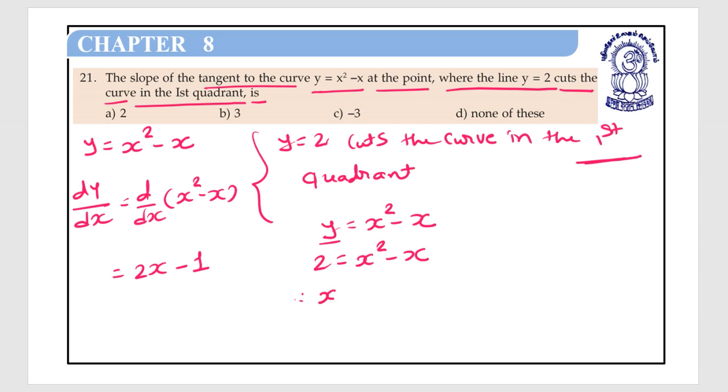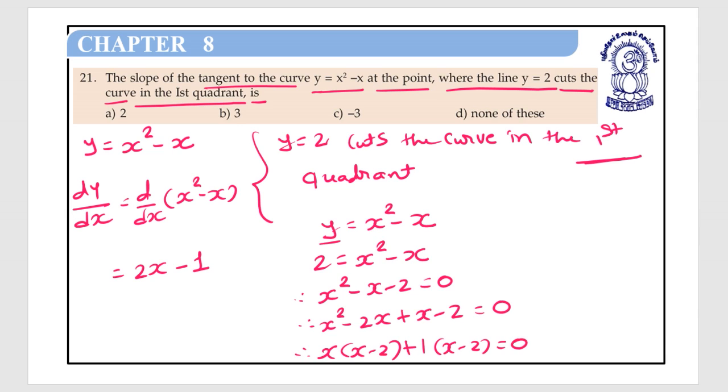So you can write x square minus x minus 2 is equal to 0. So 2 ones are 2. So x square minus 2x plus x minus 2 is equal to 0. x common, x minus 2 plus 1 common, x minus 2 is equal to 0. So x minus 2 into x plus 1 is equal to 0. So x is equal to 2 or x is equal to minus 1.